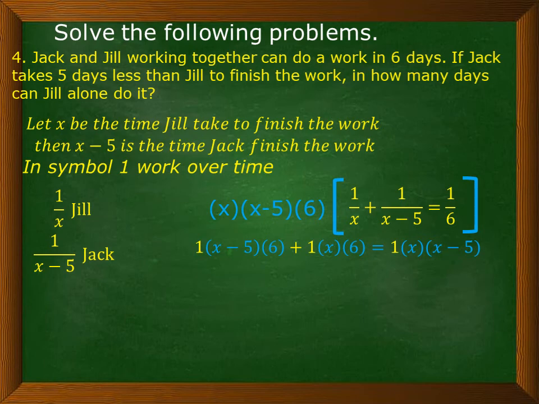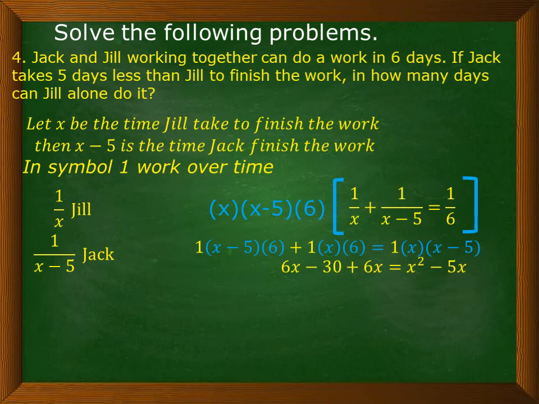Okay, so simplifying, you have 6x minus 30. Your 1 there is useless because any expression multiplied by 1 is the expression itself. So you just multiply x minus 5 times 6. So x times 6, 6x, negative 5 times 6, negative 30. Then x times 6 is 6x. So plus 6x is equal to x times x, x squared, x times negative 5, negative 5x.